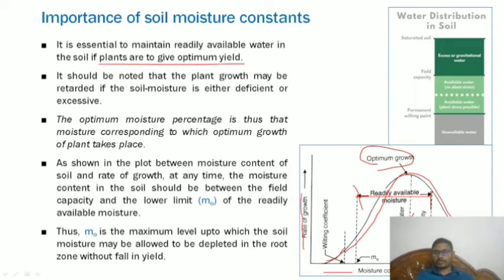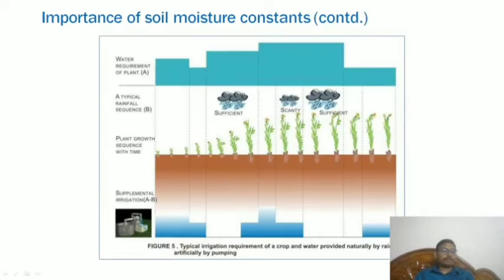Should be between field capacity and the lower limit. That means if we are always maintaining this, 75 percent of the available, readily available moisture, it will be good. Thus, M naught is the maximum level up to which the soil moisture may be allowed to be depleted in the root zone without a fall in the yield. That means if you maintain readily available moisture up to there, there won't be any fall in yield, and the food production will be good.